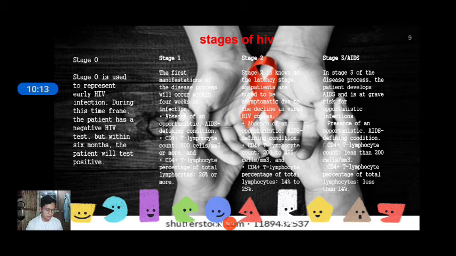This stage has the following characteristics. First is the absence of an opportunistic or AIDS-defining condition. Next is the CD4 plus T lymphocyte count is 200 to 499 cells per mm cube. And lastly is CD4 plus T lymphocyte percentage of total lymphocytes of 14% to 25%.